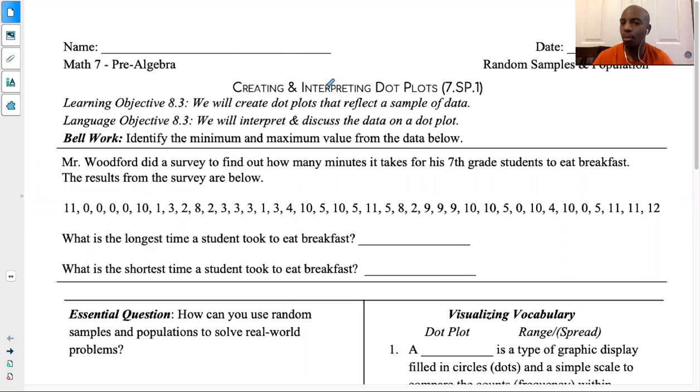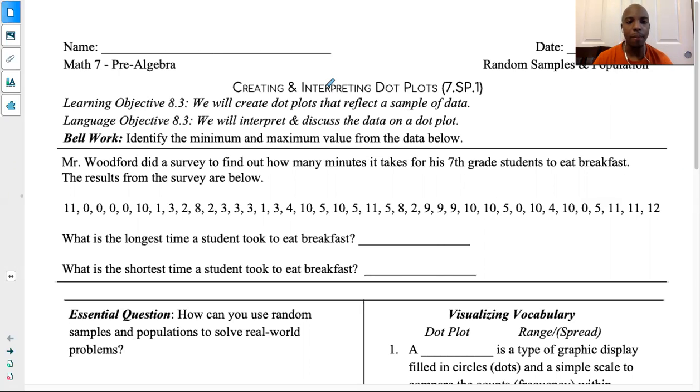Now I'm going to take a sample of data and create a graph from it to be able to, one, interpret it and take some information from it, but also to build up an understanding of how data can be used to deal with real world problems. So today our goal is to create dot plots that reflect sample data, and we're going to do a little bit of interpreting and discussing certain data that's on these dot plots.